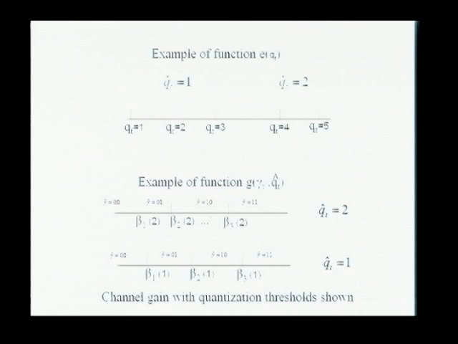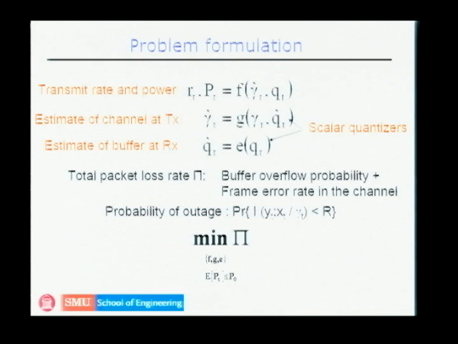We're going to optimize these thresholds. The criterion for the optimization is to minimize the total error rate, the big pie. This big pie is the error rate of the whole system, both the buffer overflow and the frame error.